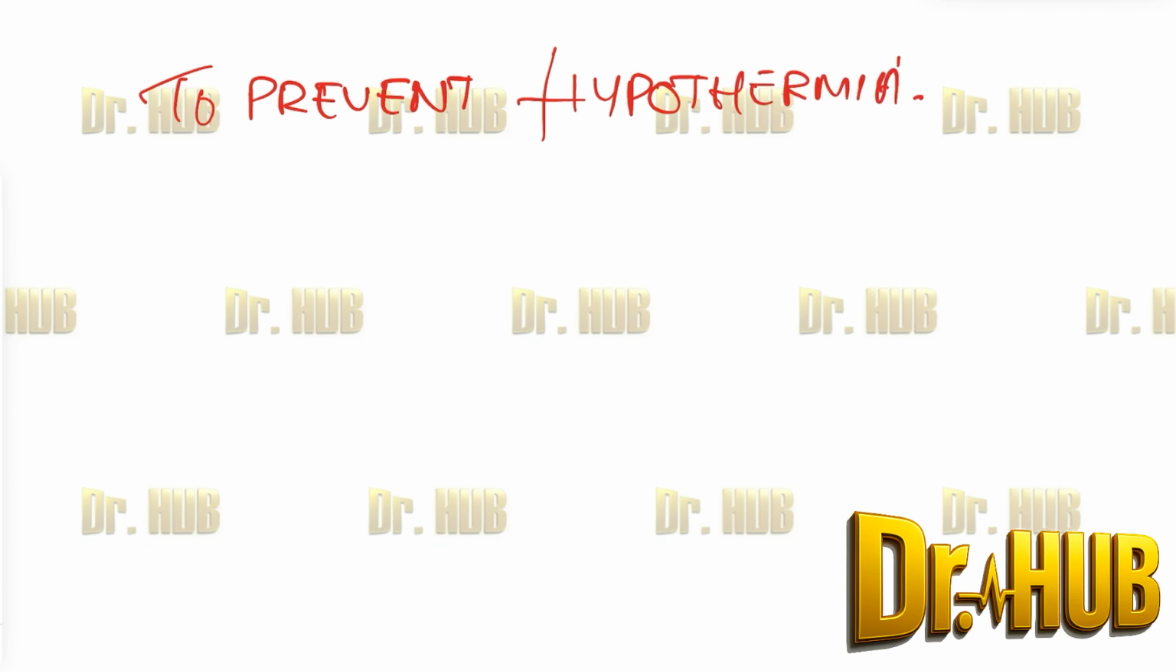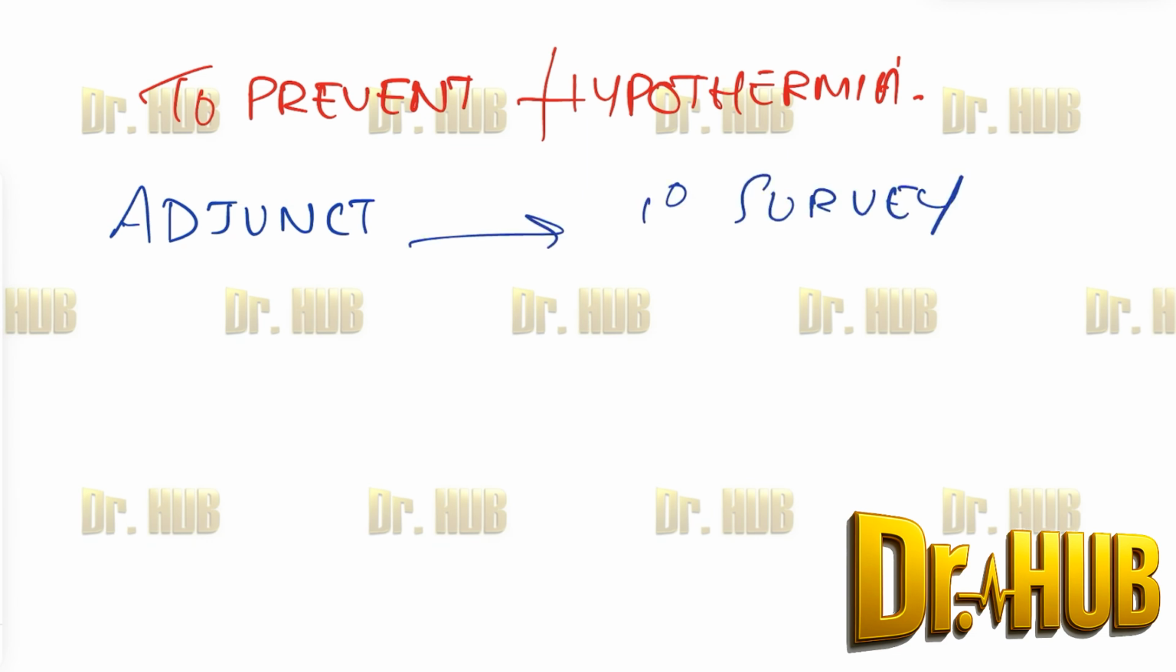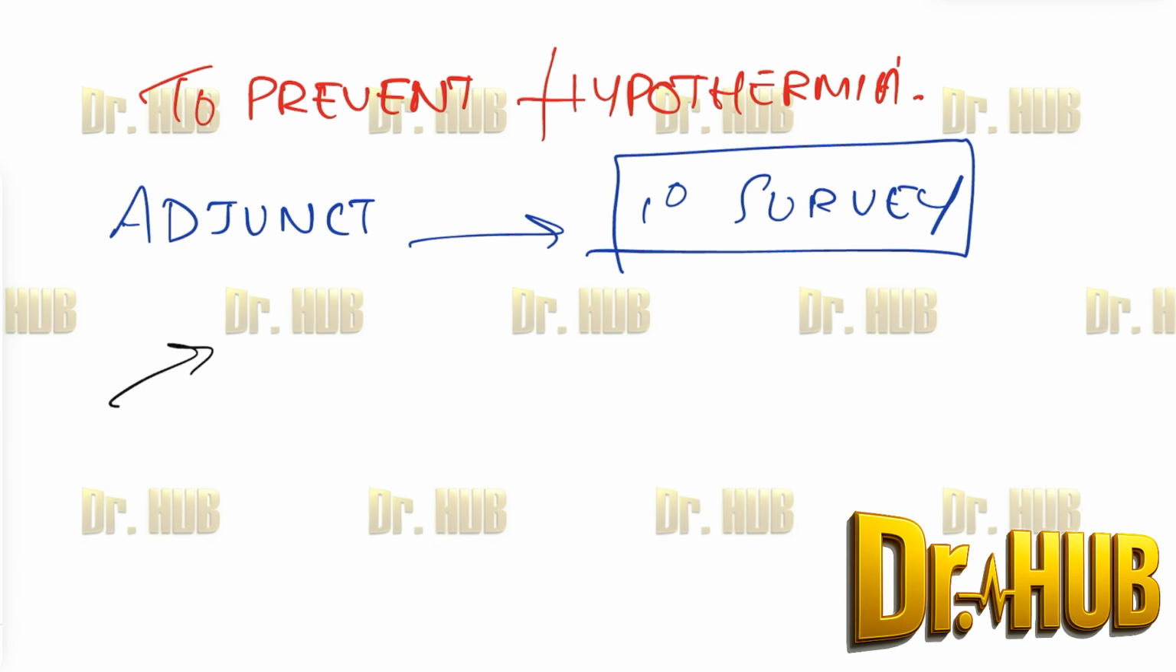Next we move on to the adjuncts of the primary survey. So what forms the adjuncts of the primary survey? Under the adjuncts of the primary survey, there is firstly the blood collection.